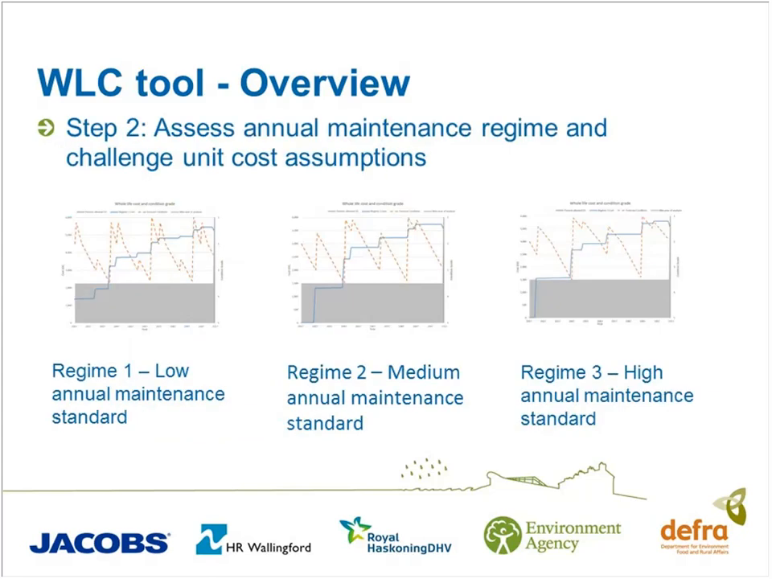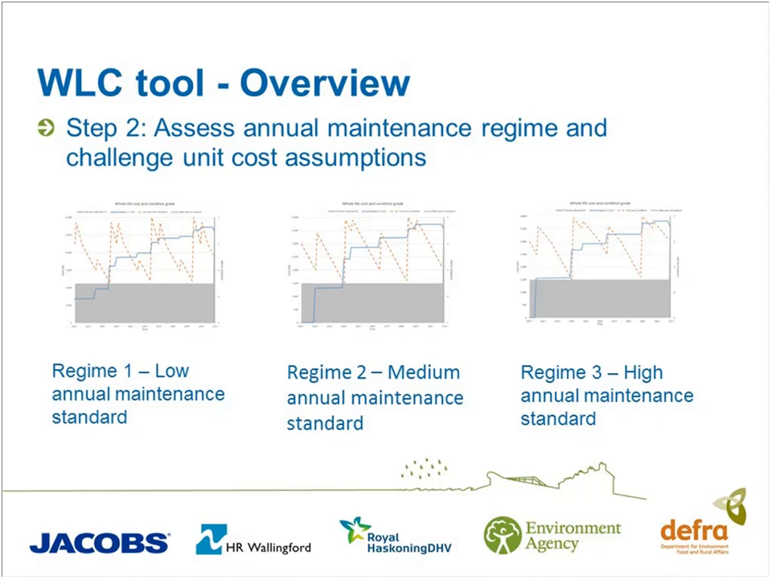So in step 2, we're looking at comparing different standards of annual maintenance for that asset, and I've put in 3 screenshots here. Typically we're looking at a low standard of annual maintenance, a medium standard and a high standard. So that's really about the quality of the maintenance that we're applying to those assets.